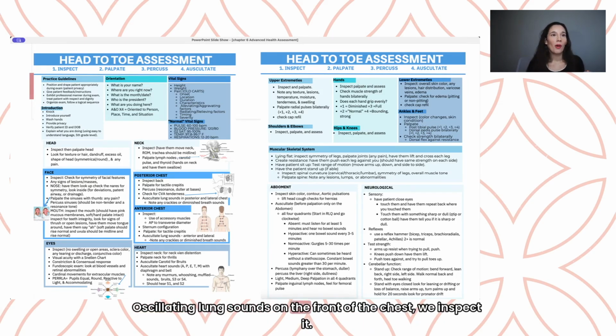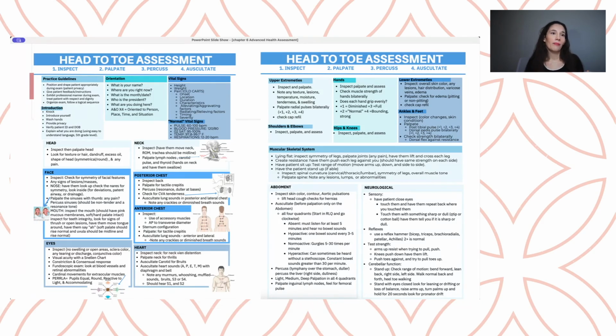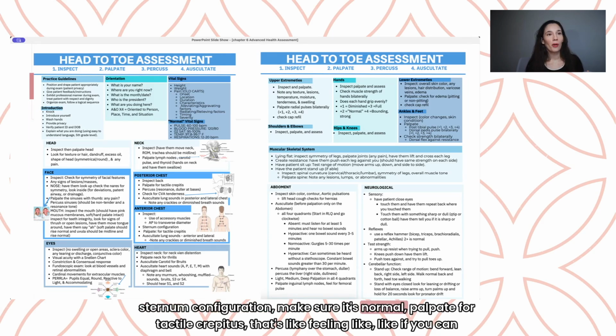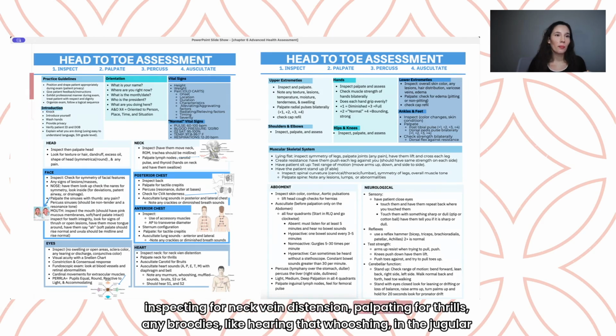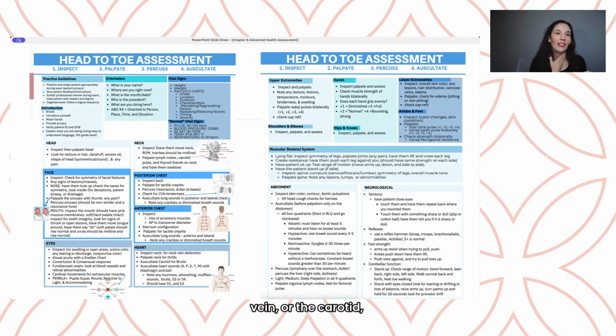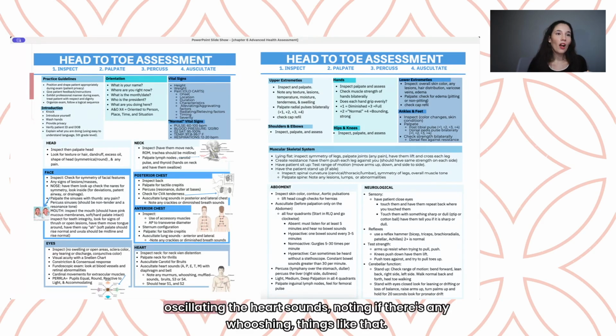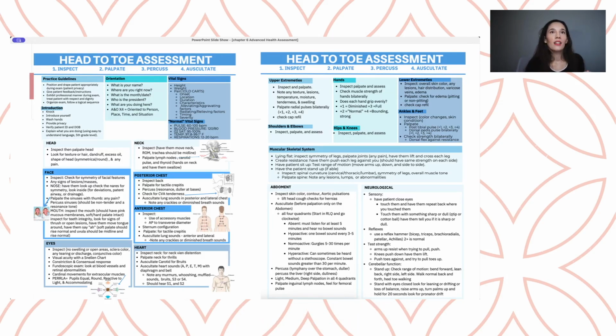Auscultating lung sounds. On the front of the chest, we inspect it. Sternum configuration, make sure it's normal. Palpate for tactile crepitus. That's feeling if you can feel air under the skin, like it'll make a little bit of a crunch. Auscultating the lung sounds. Heart, inspecting for neck vein distension, palpating for thrills, any bruits, like hearing that whooshing in the jugular vein or the carotid. Auscultating the heart sounds, noting if there's any whooshing, things like that.